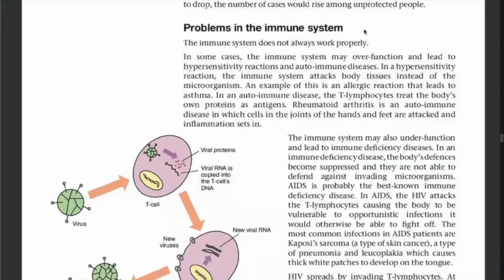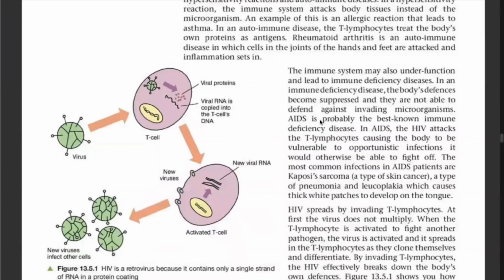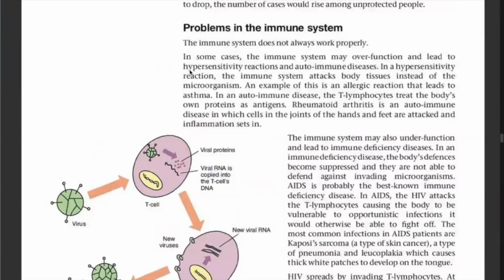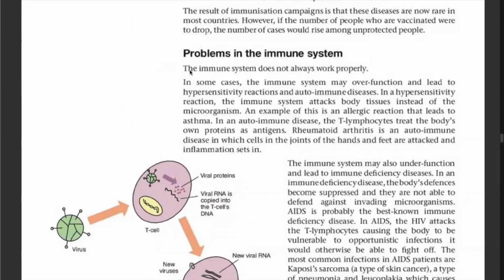Now, before we get to the rest of the circulatory system, we want to take a look at some problems we may encounter with our immune system. The immune system does not always work properly because sometimes it may overfunction and it can lead to what we call hypersensitivity. And it could even lead to autoimmune diseases. Now, in hypersensitivity, the immune system attacks body tissue instead of microorganisms. And this could lead to different conditions such as rheumatoid arthritis. Sometimes, it's a good example of this too, even when persons may be allergic to certain things, because of hypersensitivity, it could cause allergic reactions and so on. That could kind of make your life a bit miserable, if you understand what I mean. So sometimes your immune system could become very hypersensitive.